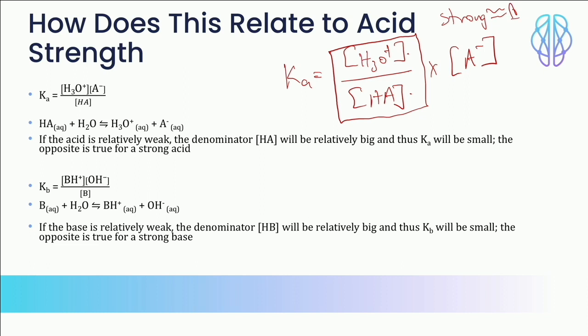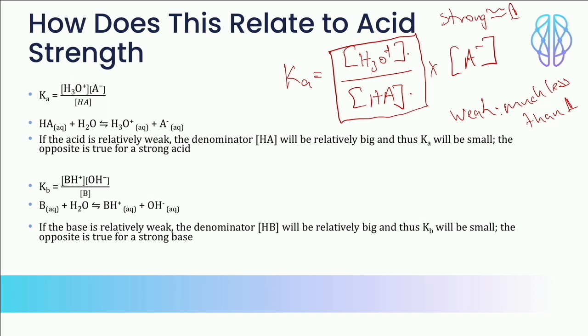For a weak acid, this bottom number, the concentration of HA or the original acid, will be a lot bigger than the top one. For example, if I were to have 10 moles originally of my weak acid, I might only generate 5 moles of H3O plus because it can't protonate as well as a strong acid. So for a weak acid, you have much less than 1.